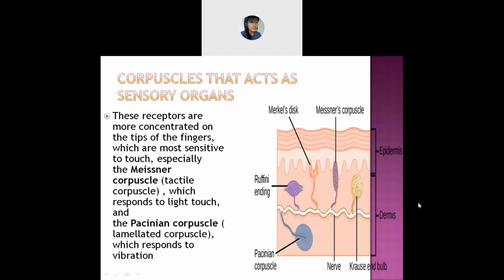If somebody places a feather, not a cotton pad, in your hand, you will be able to know it. That slight touch, you are able to respond to it. That is possible because of what? Because of the Meissner corpuscles. It is also known as tactile corpuscles. Is it clear now, everyone?